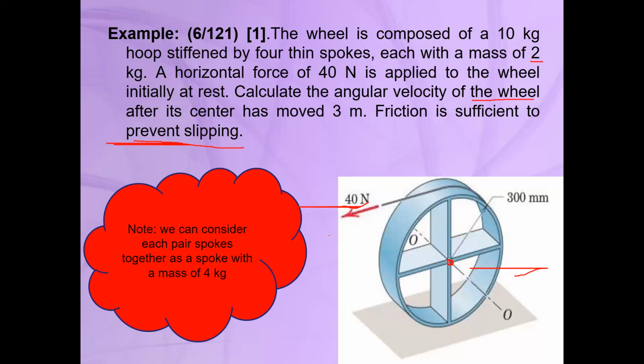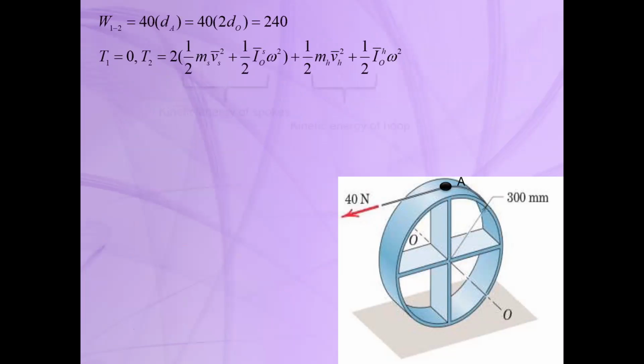work and energy equation. We can consider these 2 pairs of the spokes as one, and we can consider 2 connected spokes. One is here with mass 4 kilogram and length of 600 millimeter, and the other one is this spoke, which consists of 2 spokes with mass again 4 kilogram and length 600 millimeter. Okay, so we can write the work done by the external force.